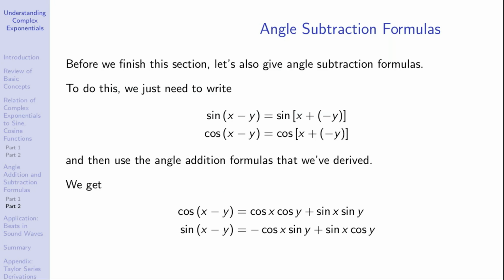So we get that the cosine of (x minus y) is equal to the cosine of x cosine of y plus the sine of x sine of y. And the sine of (x minus y) is equal to minus cosine of x sine y plus sine of x cosine y. We would encourage you to confirm these relations on your own.